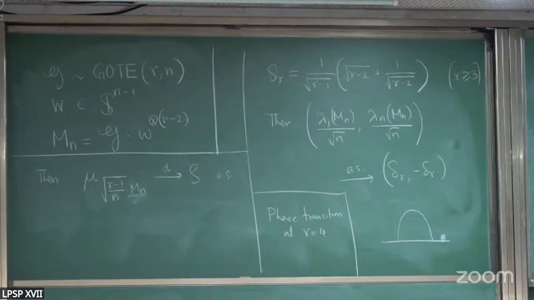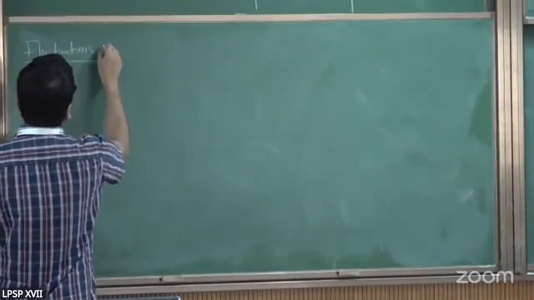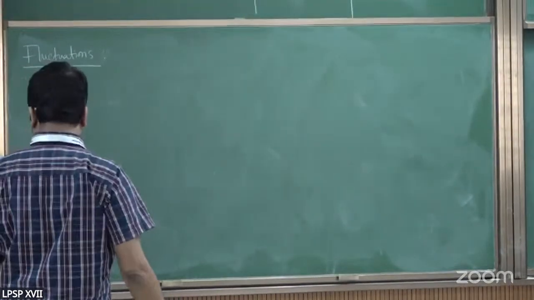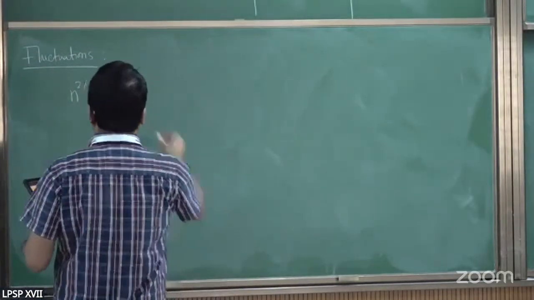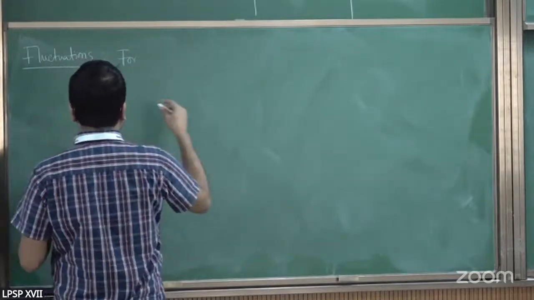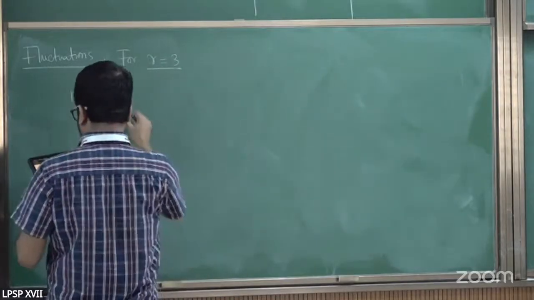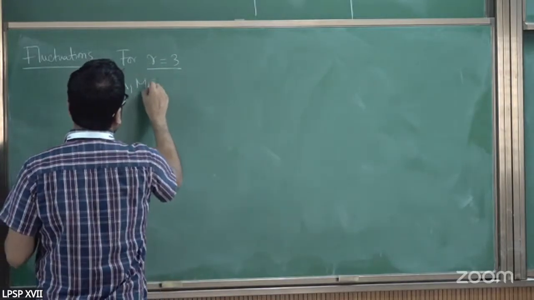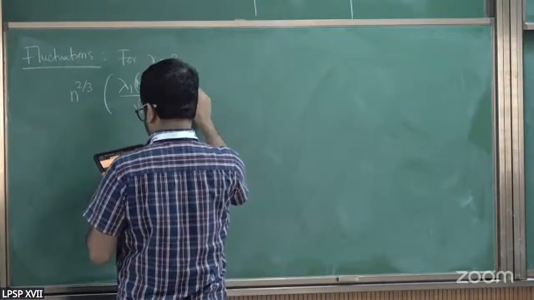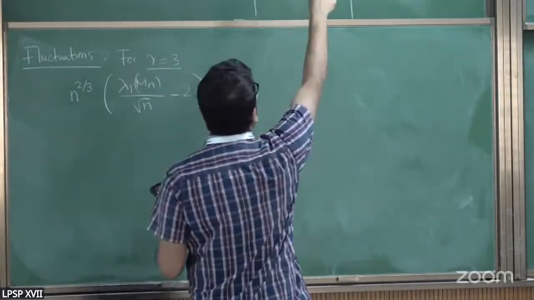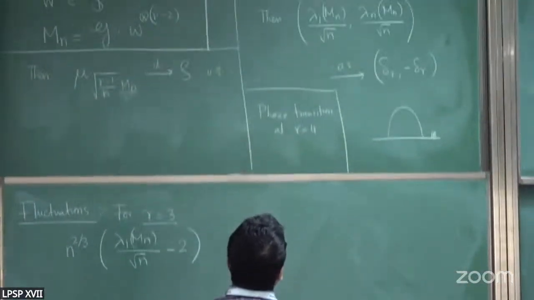So at R equal to 3, you have N to the 2/3, minus 2. That would become 2 if R equals 3. Is that correct? Or 2 by root 3 maybe?